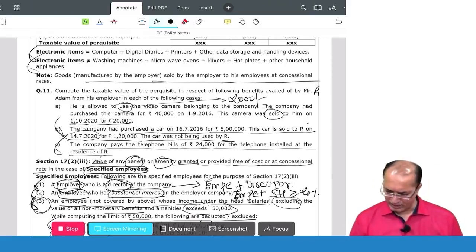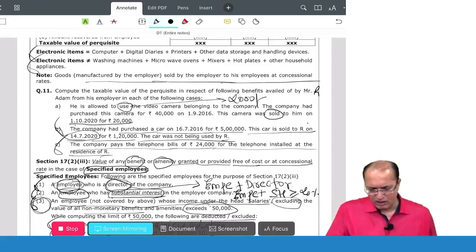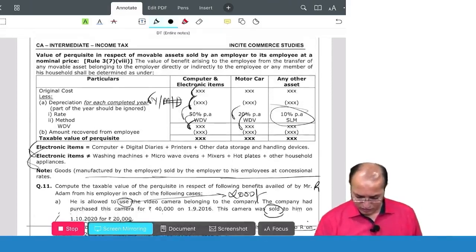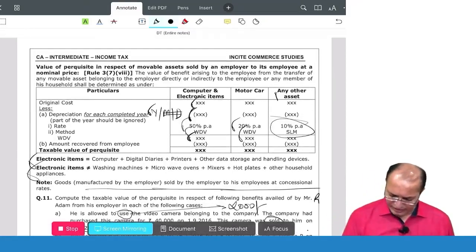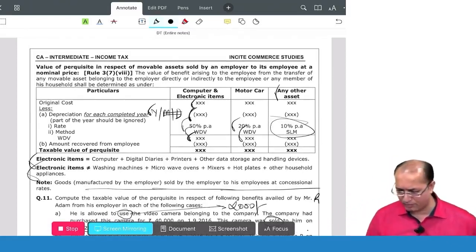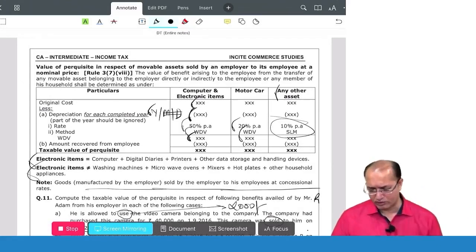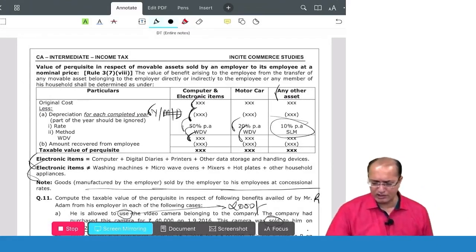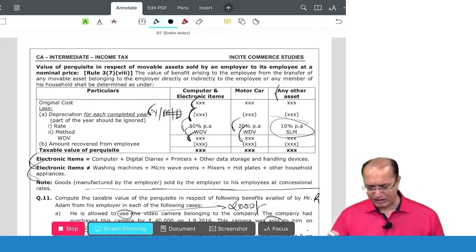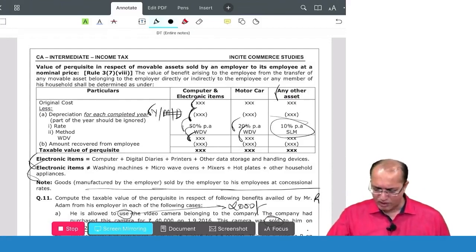What price was the camera purchased by your employer? 40,000. How many years did your employer own the camera? For 4 years. So the camera will fall into the any other asset category. You deduct 10% depreciation per annum by SLM method. So for 1 year depreciation is 4,000, and for 4 years it will be 16,000. Deduct depreciation of 16,000 from 40,000, and you will arrive at the amount of 24,000.